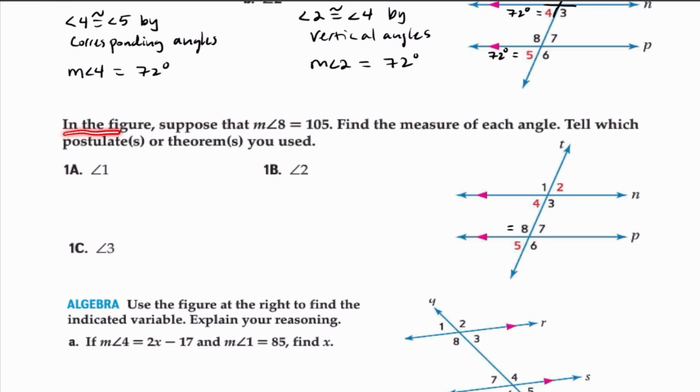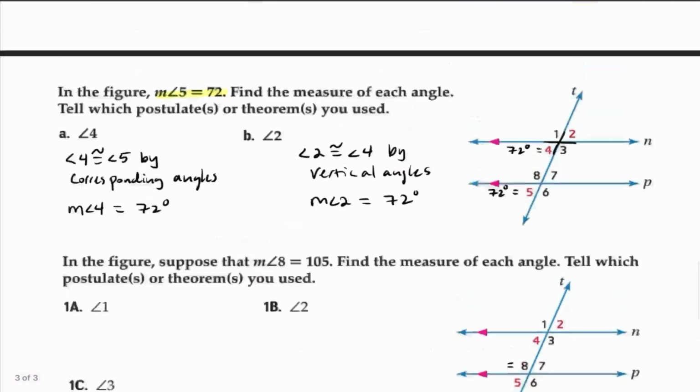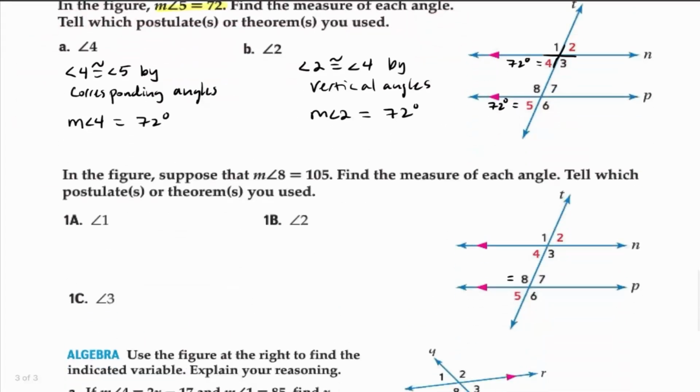Okay, moving on, in the figure, suppose that measure angle 8 is 105 degrees. Find the measure of each angle. Tell which postulates or theorems you use. So this problem is basically this problem, except that measure angle 8 is 105 degrees, which I will put right here on our diagram. So the measure of angle 8 is 105 degrees.